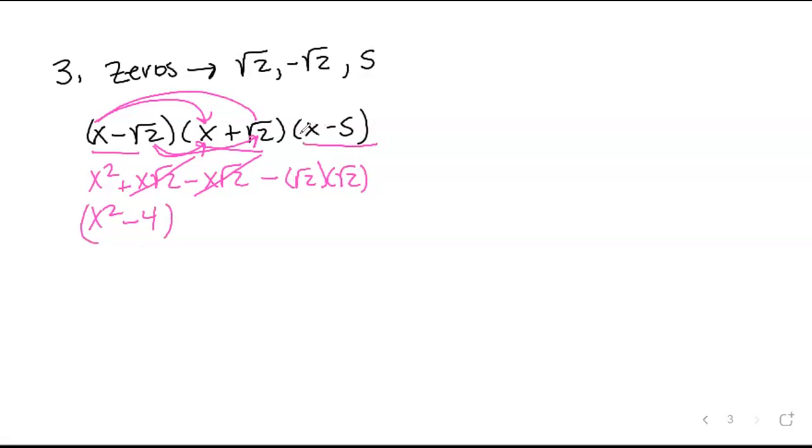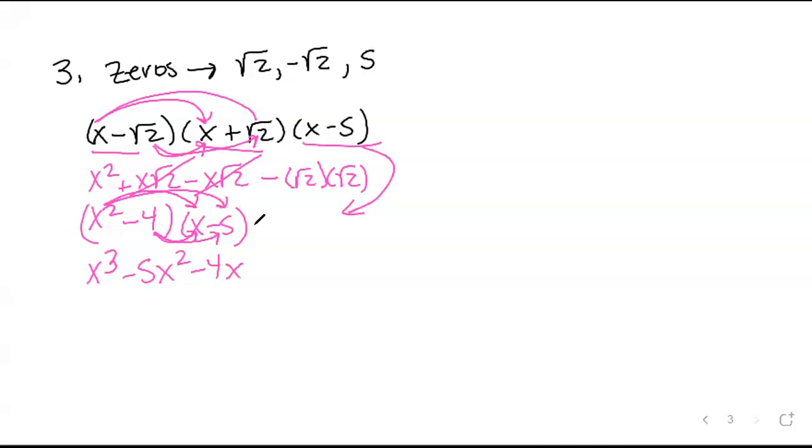But I can't forget about my x minus 5. I have to bring it down. Then we're going to multiply that out. x squared times x would be x to the third. x squared times negative 5, negative 5x squared. Then we're going to move to the negative 4 times x, and then the negative 4 times negative 5 would be positive 20. And that should be the answer, because none of that's going to go together.